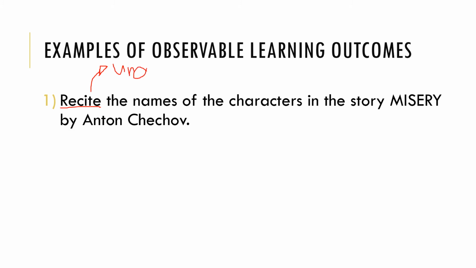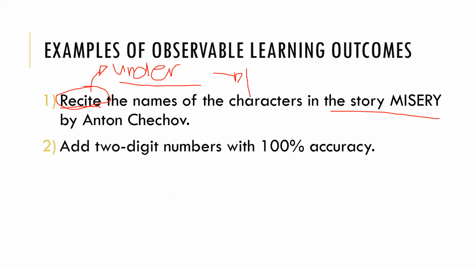So for you, how can we say that the student really understood the story, Misery? Okay, to make it clearer, of course, we have to make sure that they can recite the names of the characters. Okay, or to know, for example, if they do not understand, so it is very general. Okay. Number 2 we have is add 2-digit numbers with 100% accuracy.